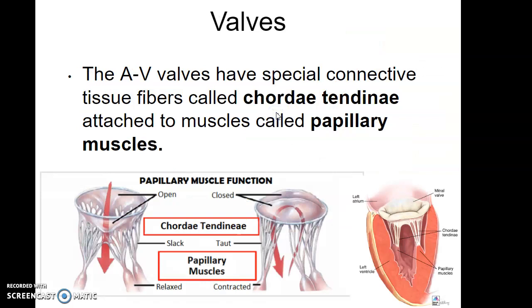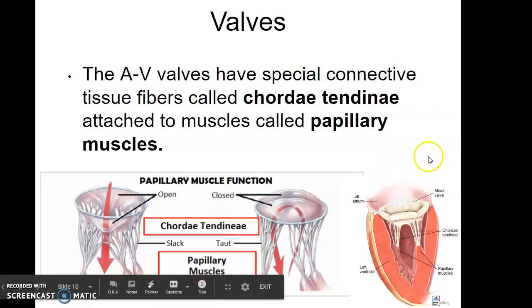And the last thing I want to say about the valves is the AV valve. So we're talking about the tricuspid and the bicuspid valves. They have some specialized equipment that allows them to prevent backflow. So as blood gets pumped into the ventricle from the atria. So this is the atria here, this is the ventricle. Blood flow is going to be traveling in this direction. And then when the ventricle contracts, the blood's going to leave the ventricle and go out to the lungs.